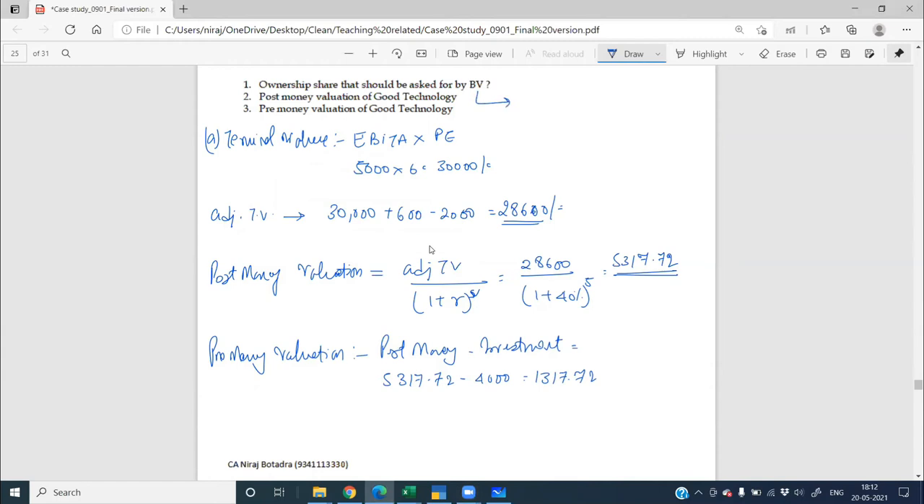Yes, so this will be nothing but 4,000 is what you are investing in a company worth 1317.72. So what will be your share? That will become around 75.1%. So this is to be answered in percentage, not value terms. No, not in value terms. This will be asked in percentage.